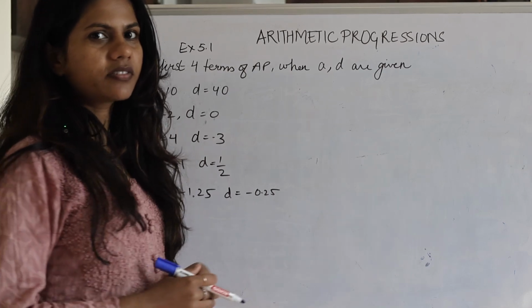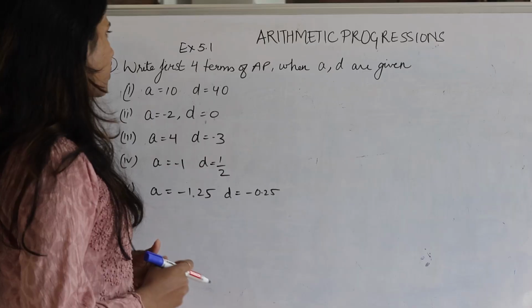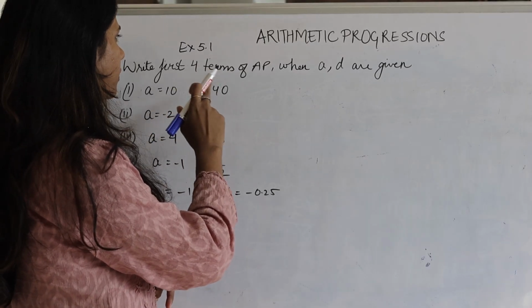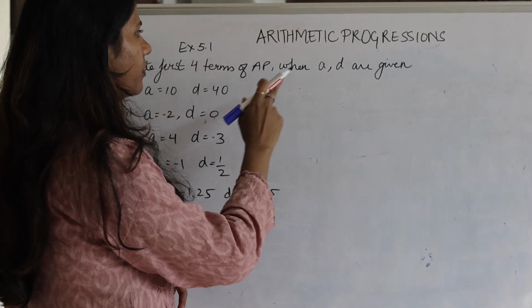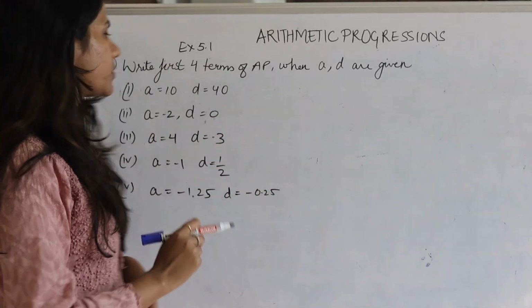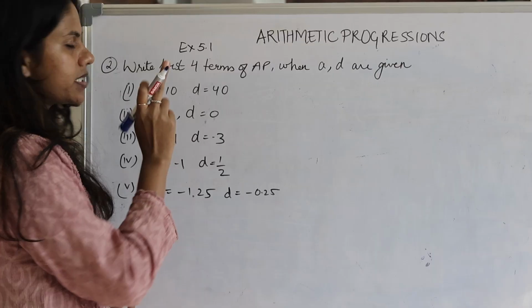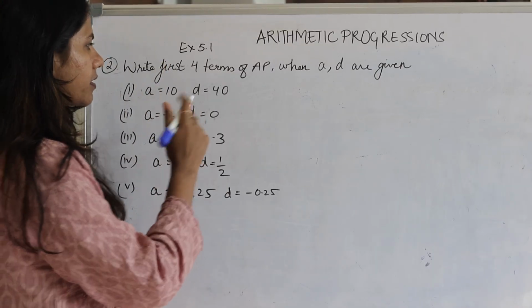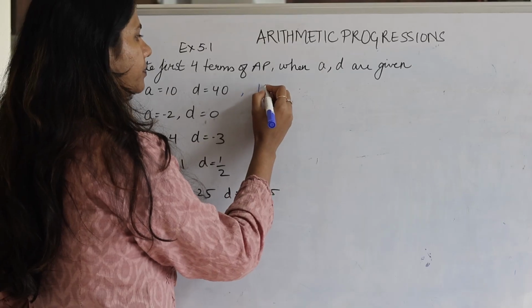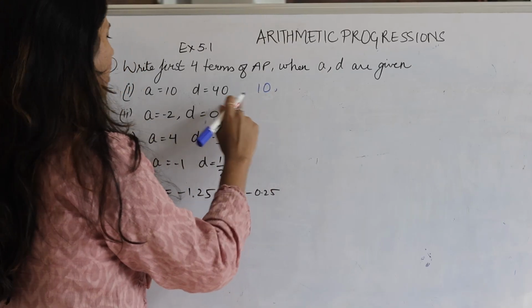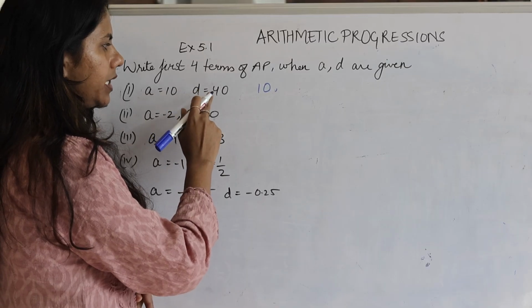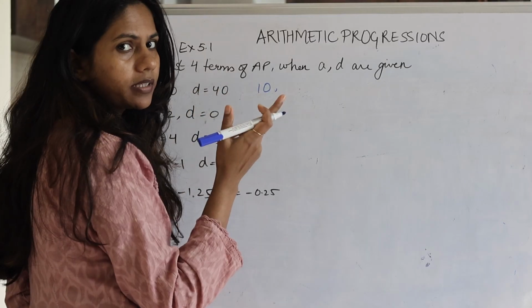Hi all, so let's start with the second question. The question is, write the first four terms of AP when A and D are given. So here A is basically the first term, which is 10, and D is 40. So let's write. First term will be 10, and if we add this fixed number D to the first term, we'll obtain the next term.